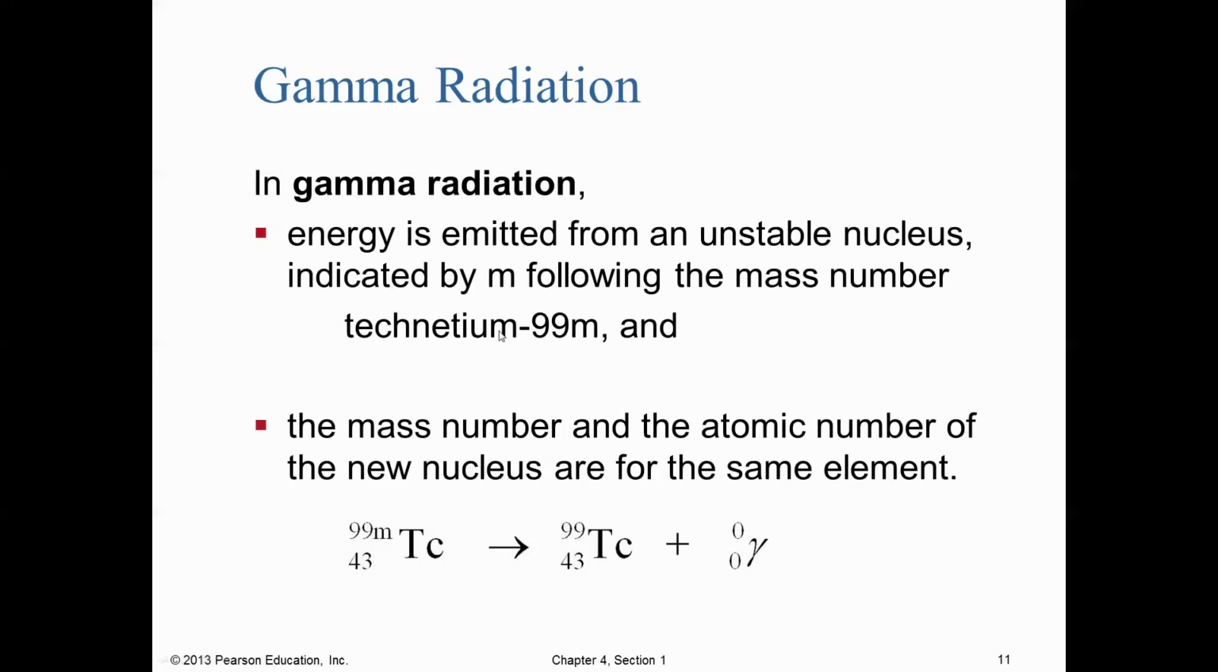Our last type of radiation is actually the simplest type, and it's gamma radiation. So what happens is our nucleus is going to rearrange. This M right here means it's essentially kind of an unstable form of this isotope of technetium. And so what's going to happen is that's going to decay into a more stable form, and it actually emits light. And because the gamma ray has 0 mass and 0 charge, our mass number and our atomic number stay exactly the same. So easy here. Mass number and atomic number are the same before and after gamma radiation release.